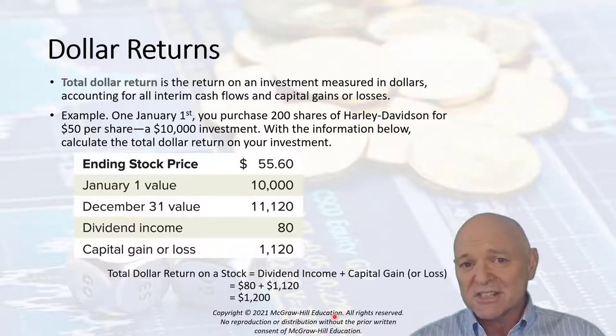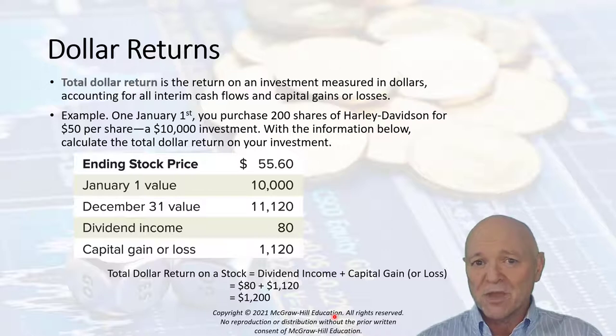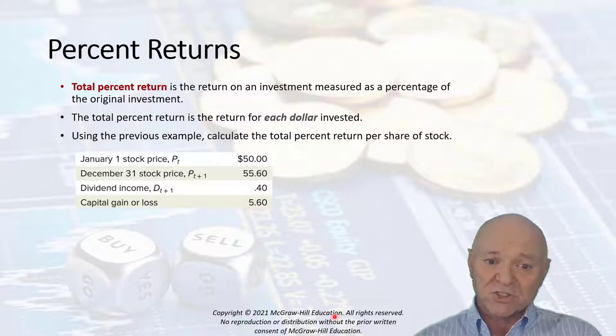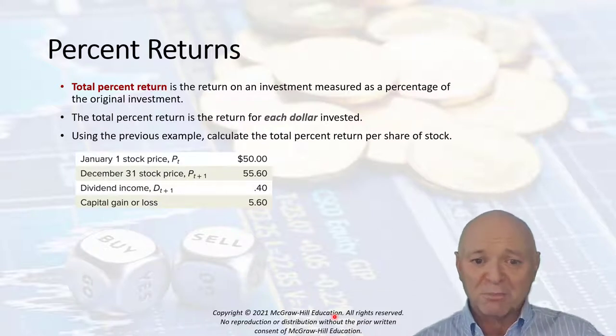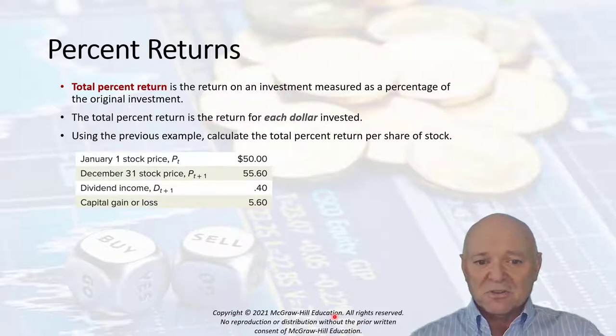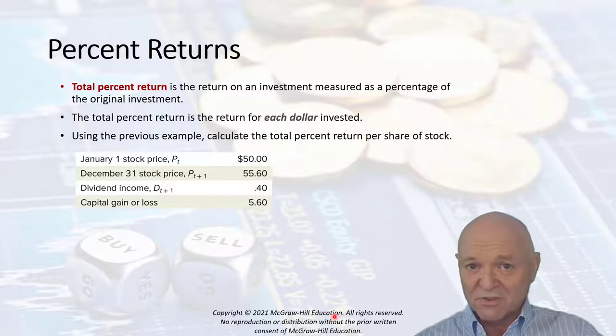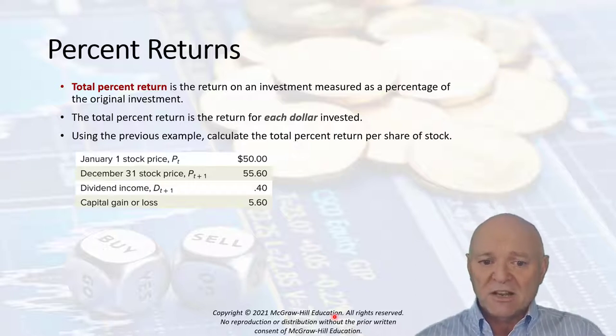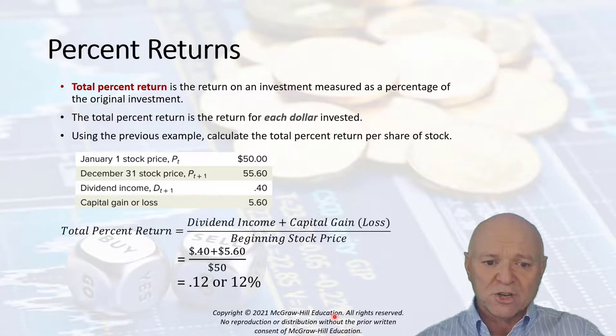So to standardize that for the size of investment, we're going to use percentages. And percentage return starts off with the same information, the same company, the same stocks. So this is the percent return for every dollar invested. If our stock price was initially $50, our closing price was $55.60, our dividend income per share was 40 cents. We see our capital gain was $5.60 per share, plus the dividend income, 40, so that's $6 per share.